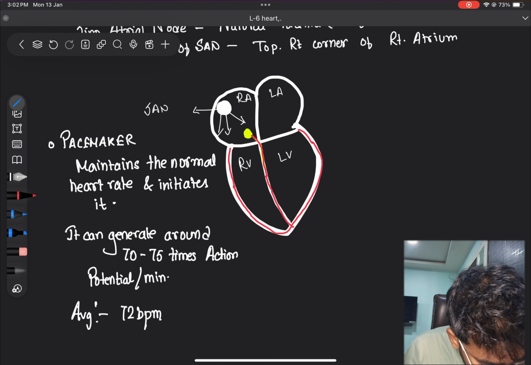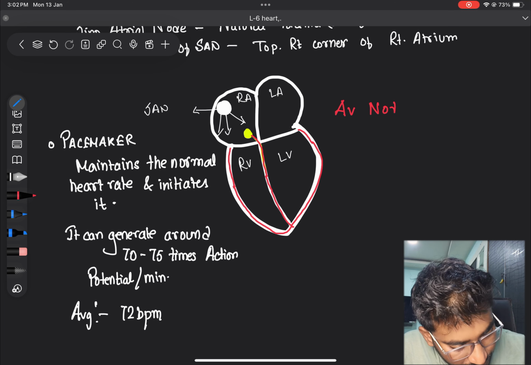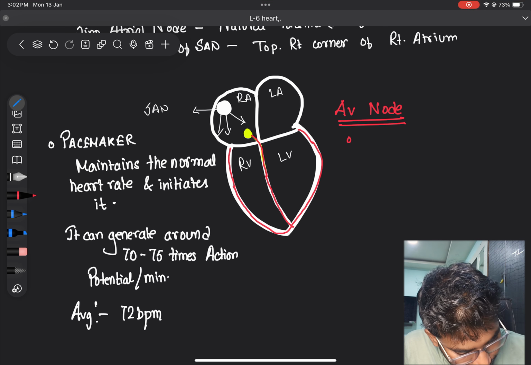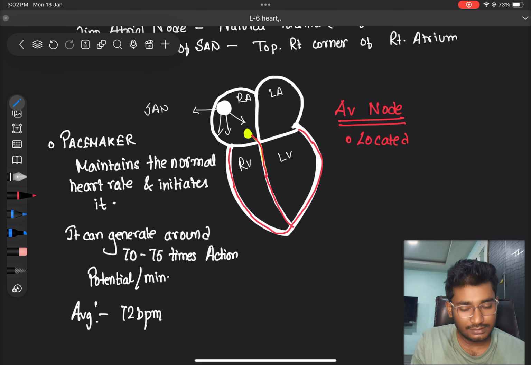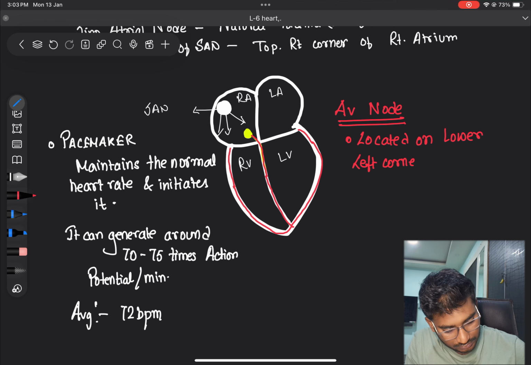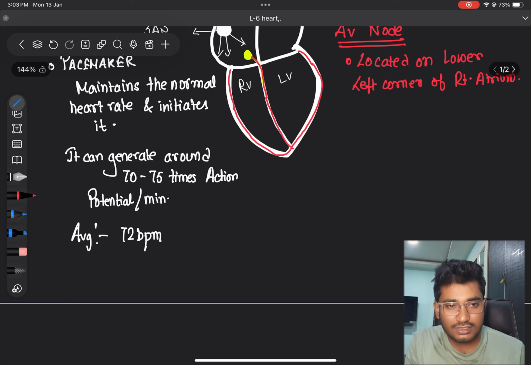Now what happens? The AV node. The AV node is located on the lower right corner of the right atrium.